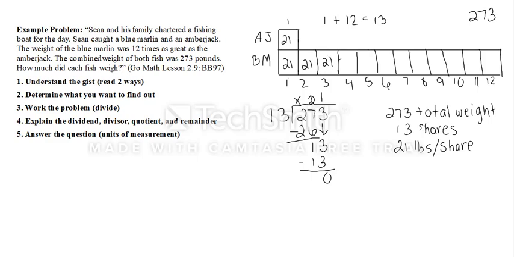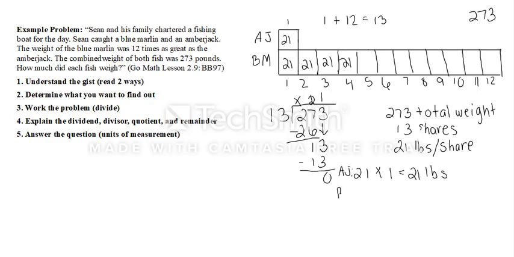So I could keep going all the way until I get to 12 shares. It wants to know how much does each fish weigh. So what I'm going to do is the 21, and I don't even have to necessarily do this math, but I'm going to do it to show you that the amberjack gets 1 share. So therefore the amberjack is 21, and we need units of measurement, and we're talking pounds, abbreviation LBS.